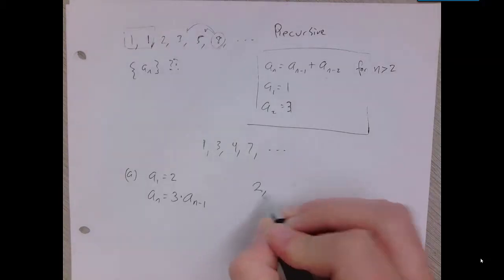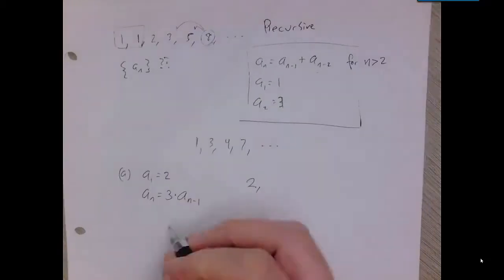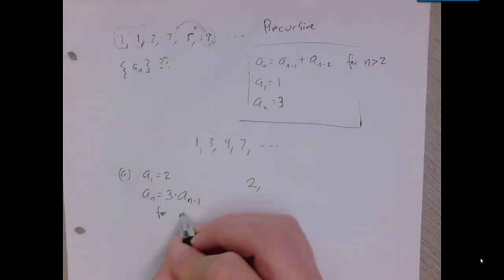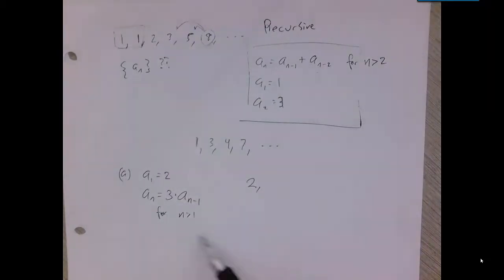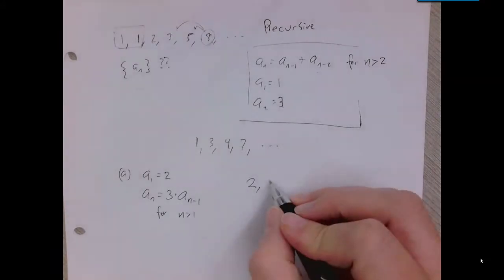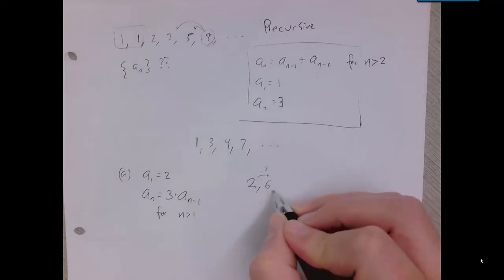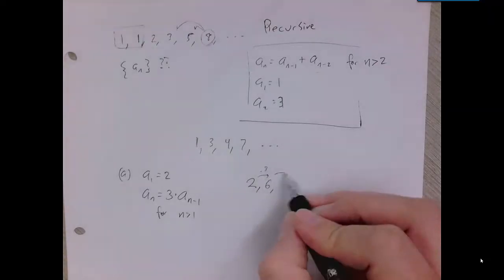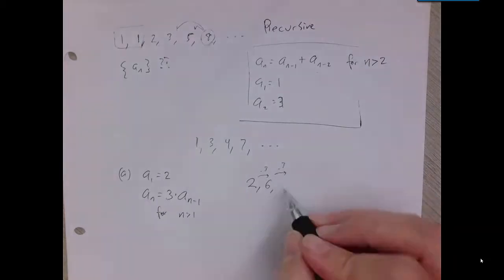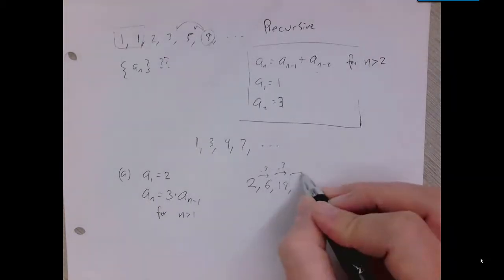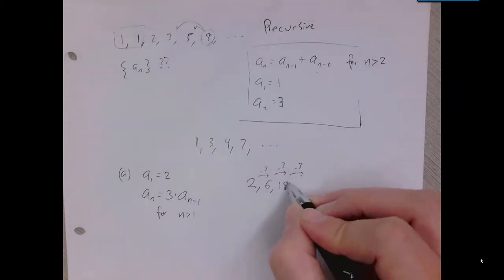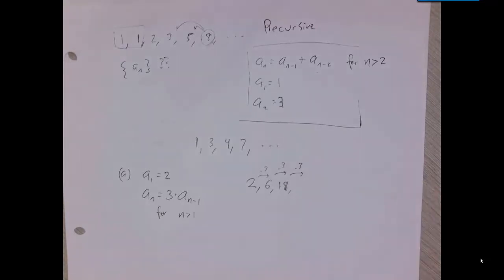So here the first term is 2. The second term, let's actually write for n larger than 1. So the second term would be 3 times the first term. So that would be 6. And then I'd again multiply it by 3. And so on.